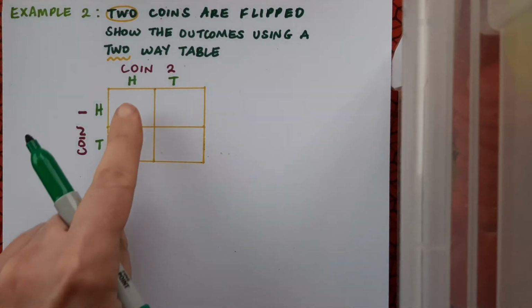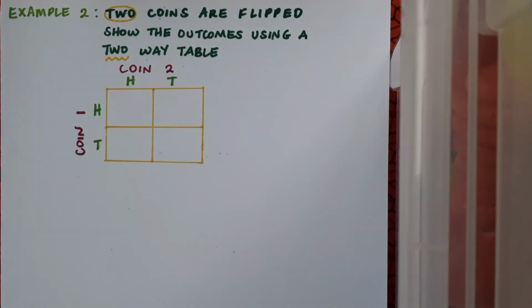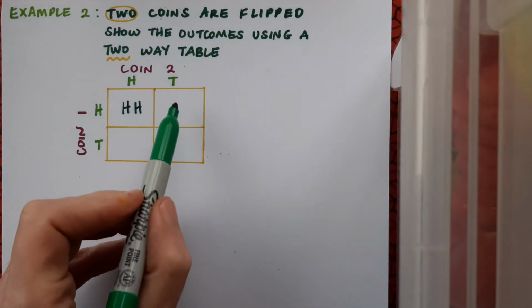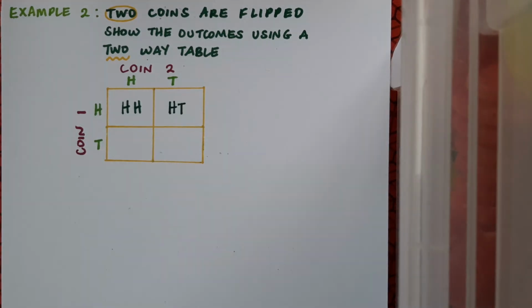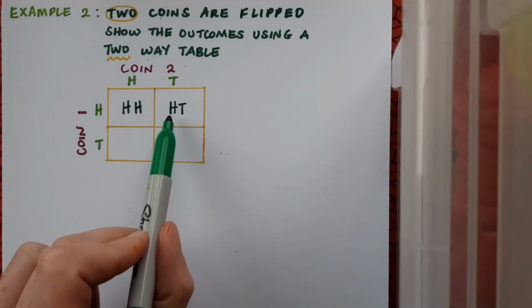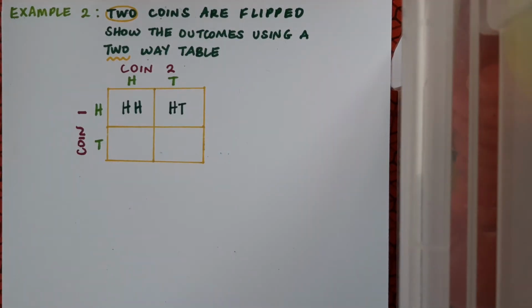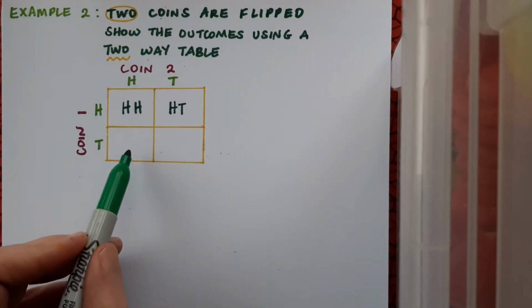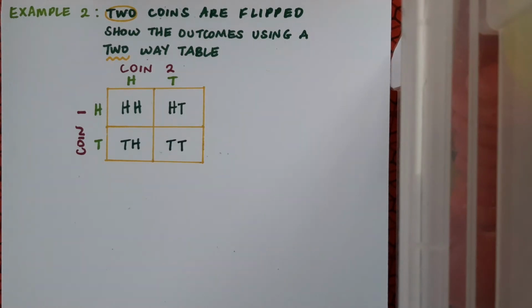So for example, in the first box, I'll be filling in HH for heads and heads. In the next box, I'll be filling in HT. So this just represents that I'm getting heads on coin 1 and tails on coin 2. If you like, at this stage, you can pause the video and complete this table yourself. So in this box, it'll be TH. And then in the last box, TT.